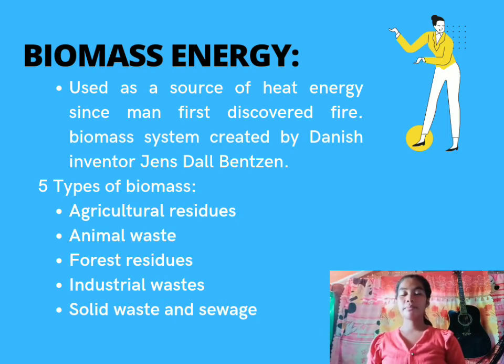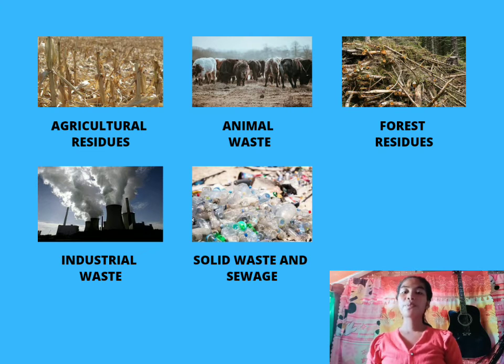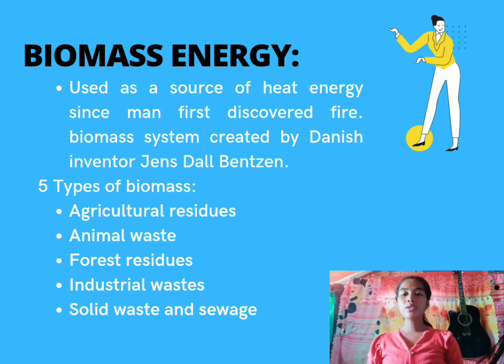Biomass energy. Biomass energy has been used as a source of heat energy since man discovered fire. Biomass system created by Danish inventor Jens Dahl Bentzen. Five types of biomass: agricultural residues, animal waste, forest residues, industrial waste, and solid waste sewage. Agricultural residues is one example. Here in the Philippines, there are abundant large supplies of biomass resources. The most common agricultural wastes are the rice hull and bagasse.